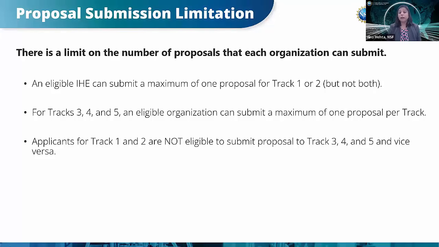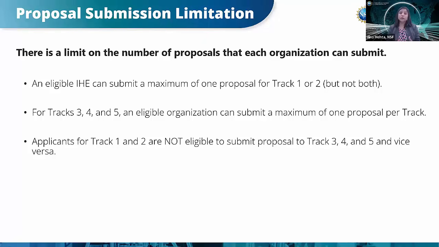There is a limit on the number of proposals that an organization can submit to each track. For track 1 and 2, you can only submit one proposal per track. You cannot submit a proposal to both track 1 and 2 simultaneously. It has to be either track 1 or track 2. However, for track 3, 4, and 5, an eligible organization can submit one proposal per track.